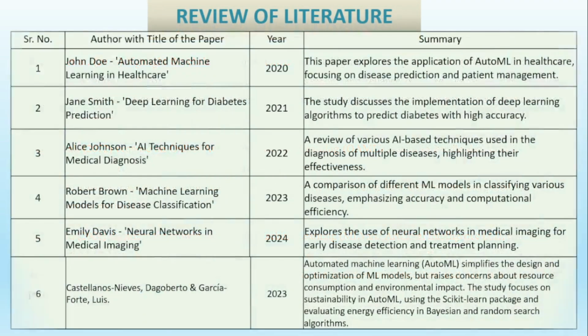Now, many papers I have included and studied in this research. John D., Automated Machine Learning, 2020. This paper explored the application of AutoML in healthcare, focusing on disease prediction and patient management. Now 2021, the study discusses the implementation of deep learning algorithms to predict diabetes with high accuracy. And the third paper is 2022, AI techniques for medical diagnosis. I have studied this paper very thoroughly. A review of various AI-based techniques used in the diagnosis of multiple diseases, highlighting their effectiveness.